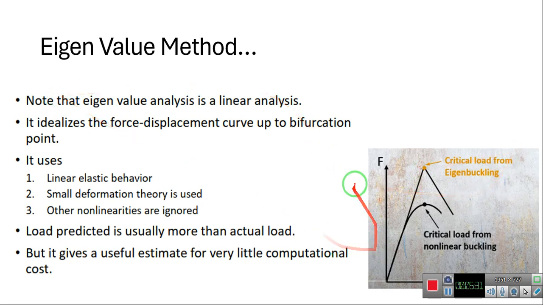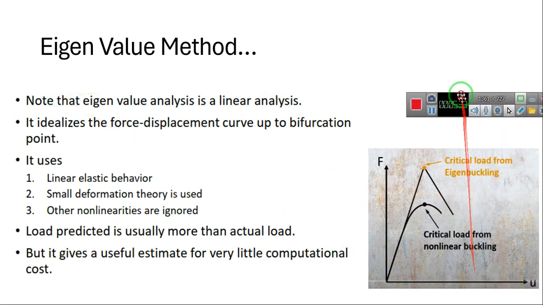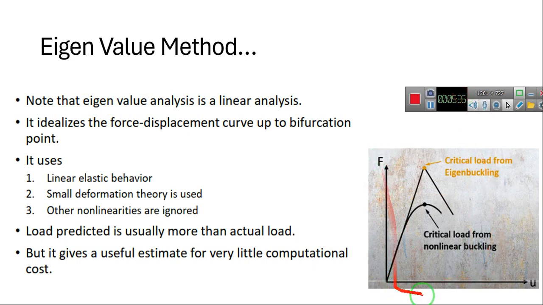Okay, so if you see that in the buckling eigenvalue method, this is the actual behavior. The predicted load is a bit greater than the actual load. That's why, but we can get an estimate. A little bit higher, but we can say that this is the first step to get an idea.